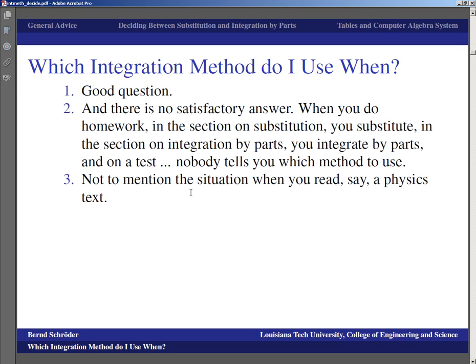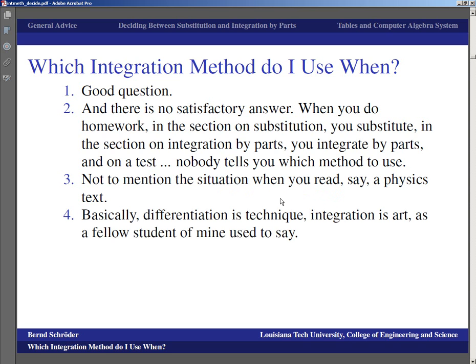And not to mention then, of course, also the situation when you read, say, a physics text where you've got some kind of ugly integral that comes out of, I don't know, what things spit out really ugly integrals. Right now, the first thing that comes to mind is strange pieces in optics, for example. But those things, you just don't know how to solve them, and that brings me back to something that a fellow student of mine used to say, and that is, differentiation is technique. You give me a function, tell me to take the derivative, I can do it. The rules are there, you just have to be patient and hard-nosed and apply them. However, integration is art, because even though the rules are there, nothing really tells you which rules to use.